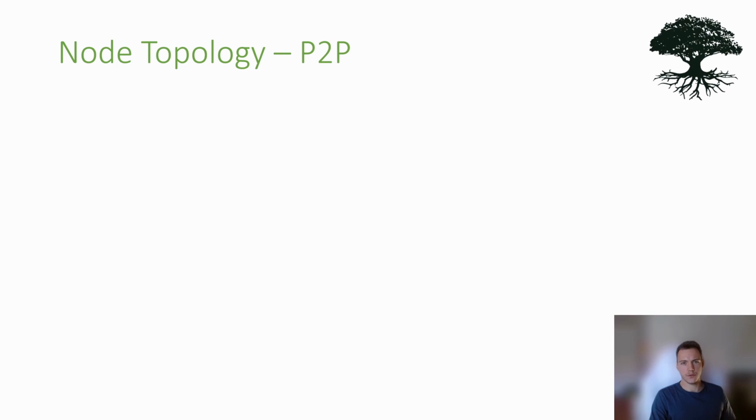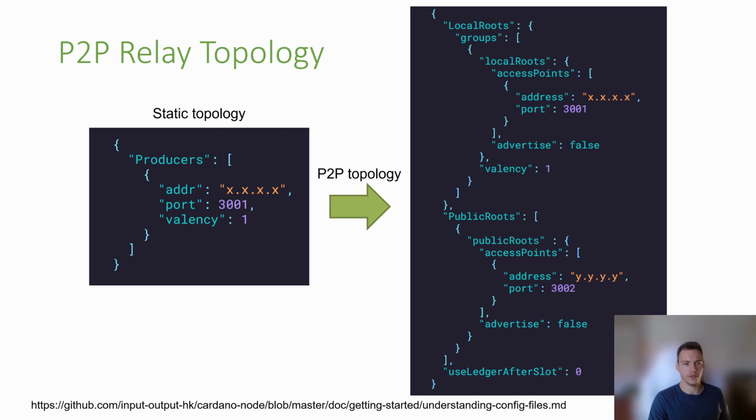The last thing we need to look at is the node topology file, which for the peer-to-peer version of the node has considerable differences to the static file you may be used to. So let's look at that. So here we have the static topology file that you may be used to, in which we simply define a list of peers that our node will connect to with address, port, and valency combinations.